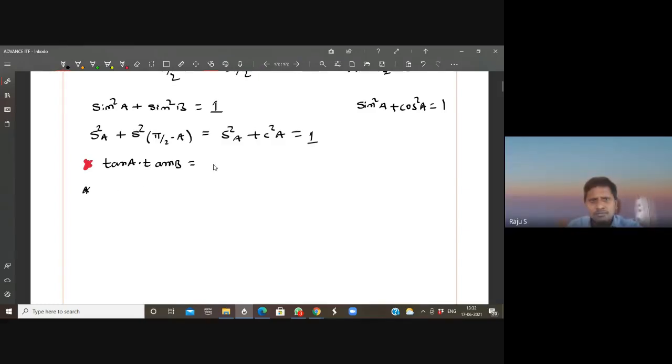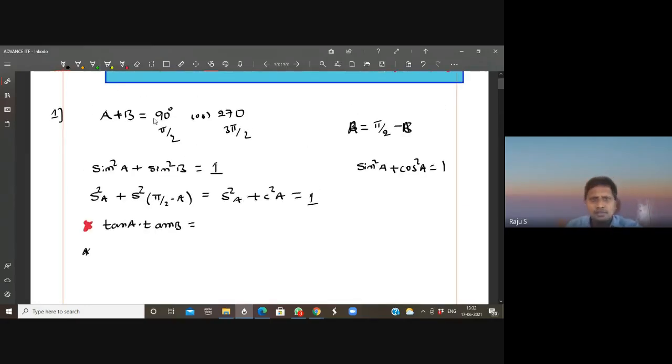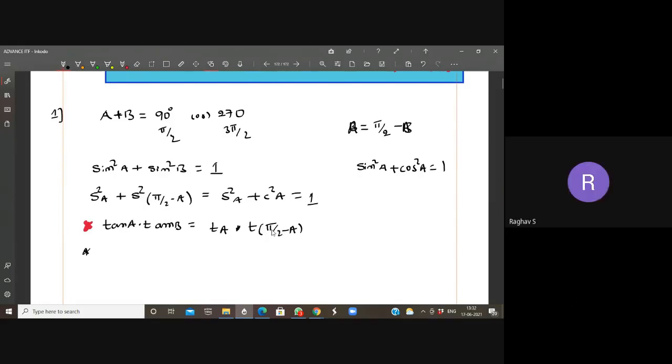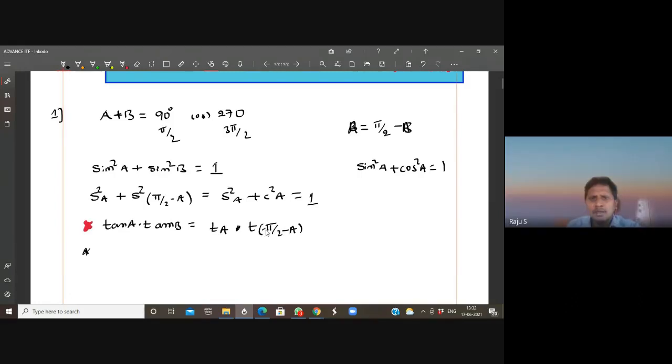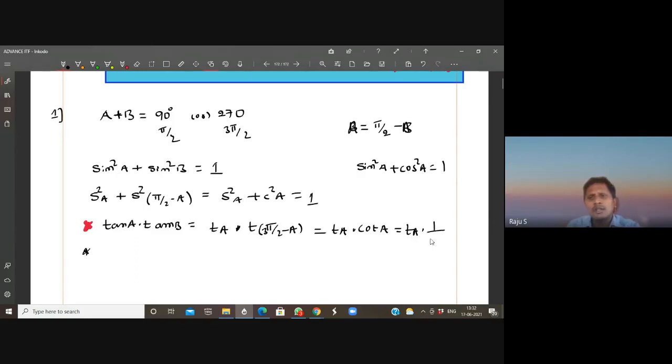Is it 1? See, A plus B, the sum of two angles should be 90 or 270. See, B value again can be written as pi by 2 minus A. Tan A into cot A. Or even you can take 3 pi by 2 minus A also. So this is equal to tan A into, what is tan of 270 minus theta? Cot A. Tan A into cot A can be written as tan A into 1 by tan A. So this is clearly equal to 1.